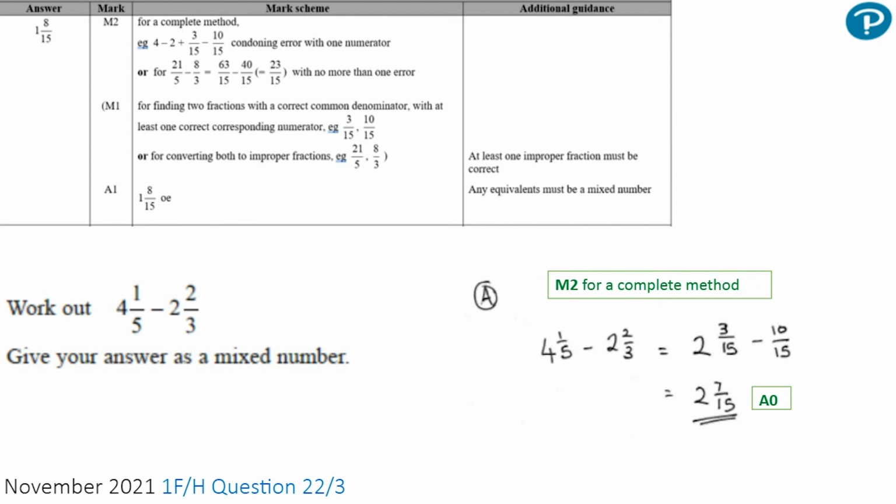Why the second method marks? They've done the 4, take away 2. If you look at that, 4, take away 2, and that is implied by the 2. They've then got the 3/15, take away the 10/15. And that was M2 for a complete method. And because it's implied by the 2, all the 4 take away 2 haven't been carried out.